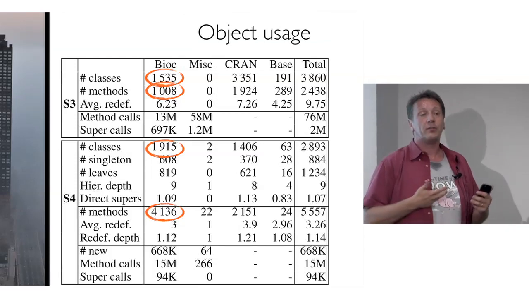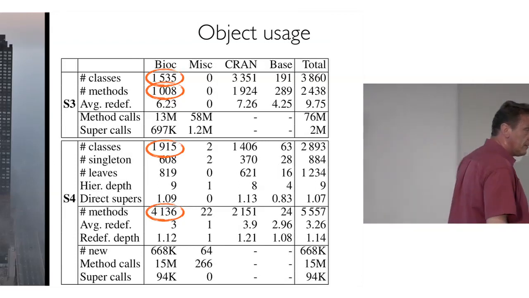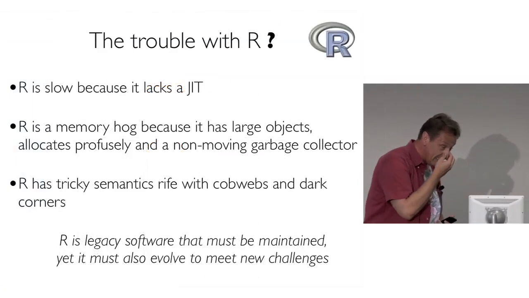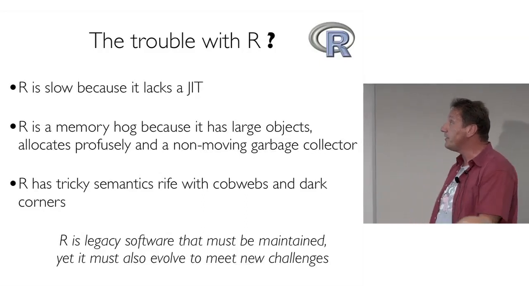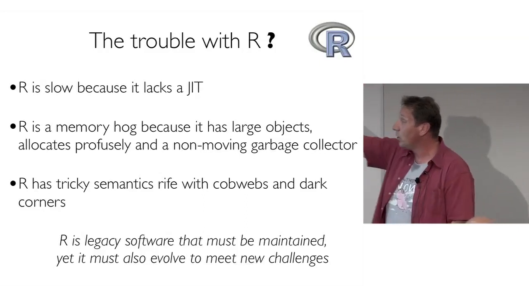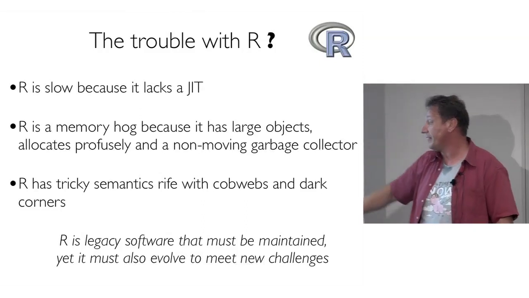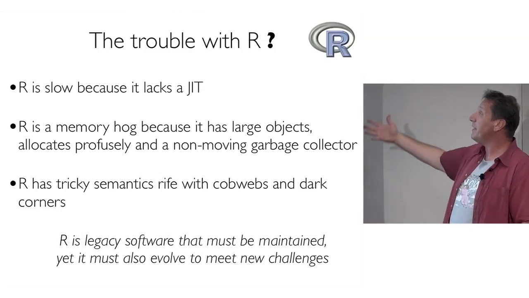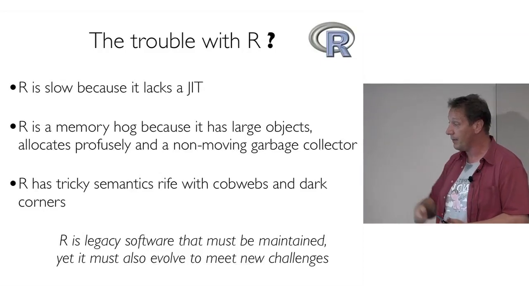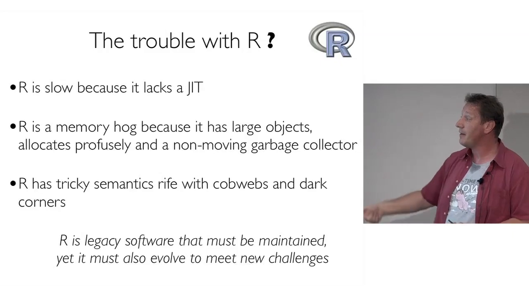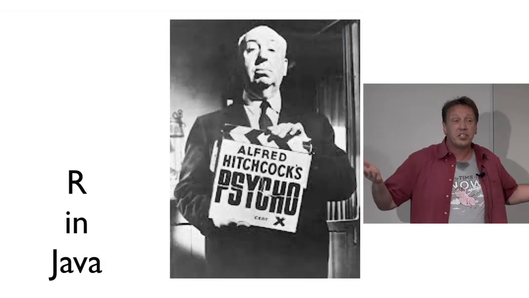So basically, what do they do this for? To have the print method work well. Okay? But it's there. We have to deal with it. So all of this to say, R is slow, R is a memory hog, and R has confusing semantics. It's a big legacy system that the R community is having a hard time getting better performance out of and maintaining. So we're coming here and we're saying, we'll do it in Java.